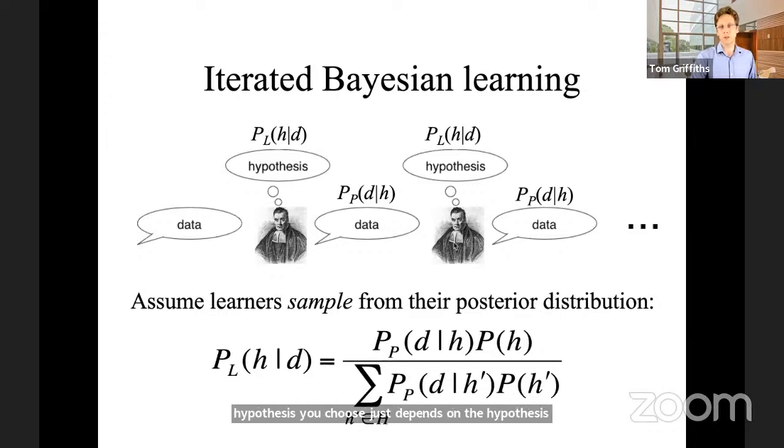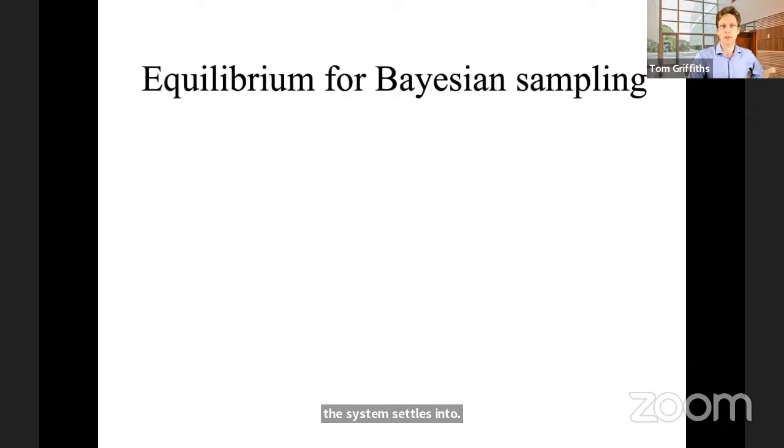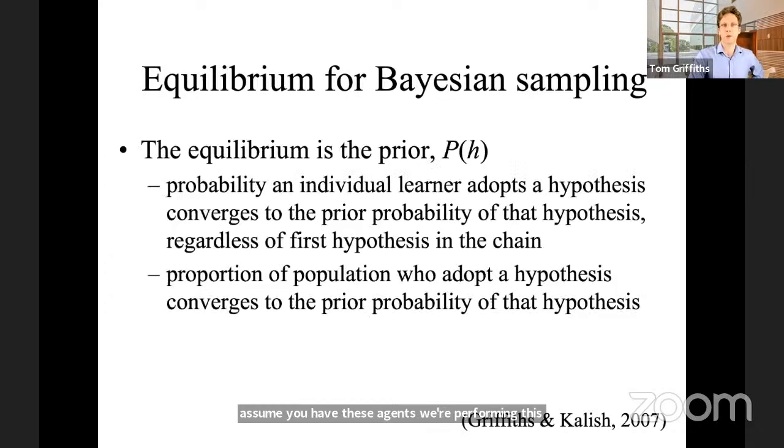And we can ask a question about what's called the stationary distribution of this Markov chain. That is, if you run this Markov chain for a long time, what's the distribution over hypotheses that it converges to? It doesn't matter where you start out; if you run it for long enough, it's going to converge to some distribution. We can actually give a mathematical characterization of what that distribution is, the kind of equilibrium that the system settles into. And what we showed a long time ago is that if you assume you have these agents who are performing this process of Bayesian inference, the equilibrium that we end up with is the prior distribution.